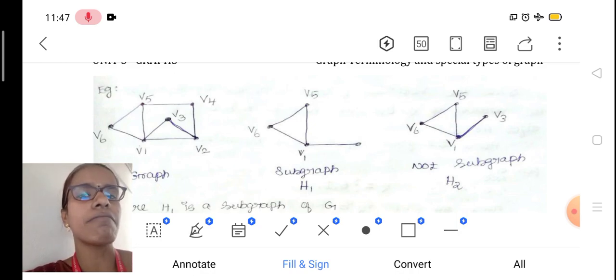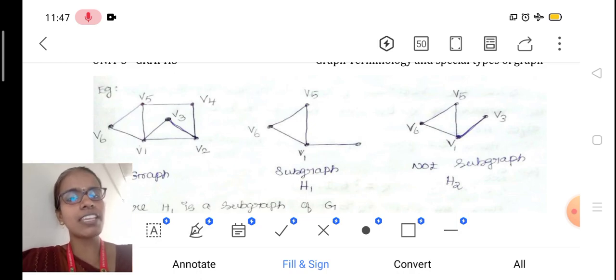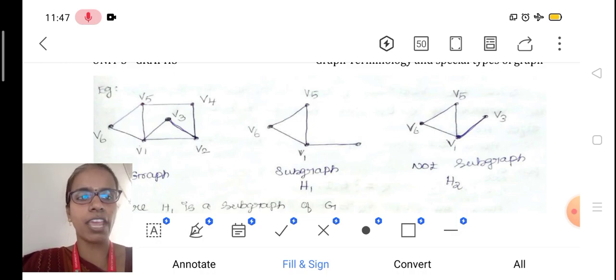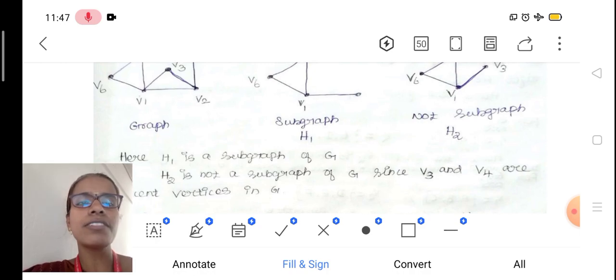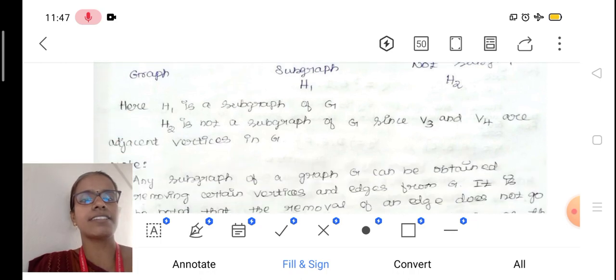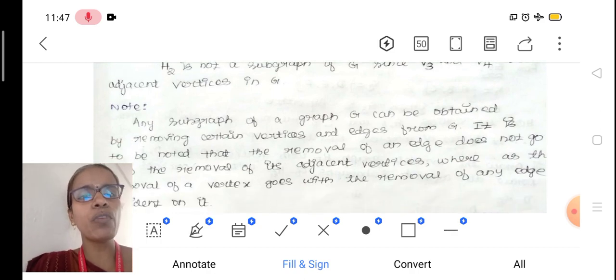So it's a subgraph. And the adjacency, which is also important: whatever adjacency we are seeing in the first graph should reflect in the subgraph. Don't change the adjacency. H1 is a subgraph, but H2 is not a subgraph, since V3 and V4 are adjacent. So any subgraph of a graph can be obtained by removing certain vertices and edges from G, that is called a subgraph.